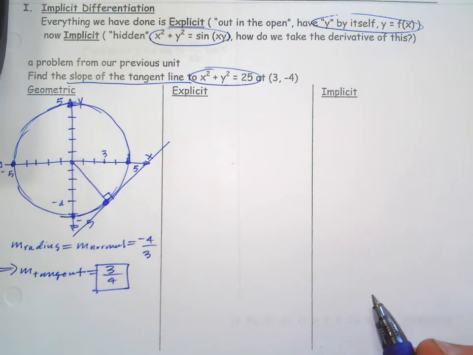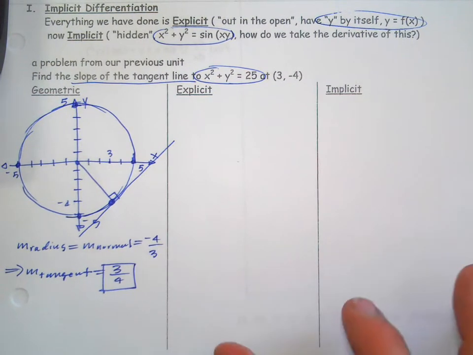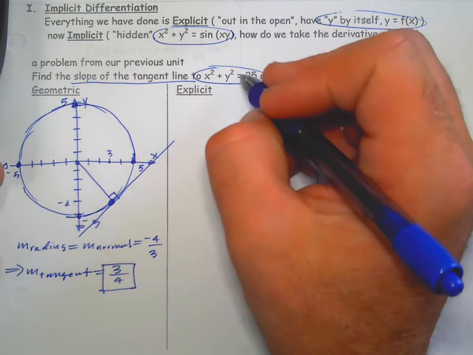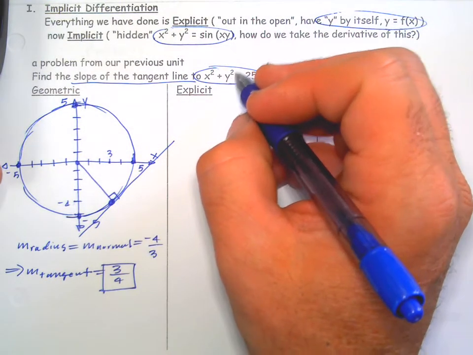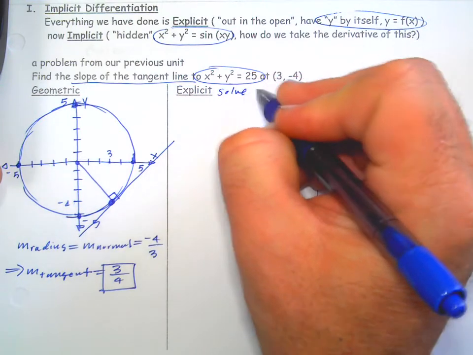So that's the way we kind of did it back then, because we were studying circles and graphs, and it made a lot of sense. Now, to do this one explicitly, you would have to solve for y first.